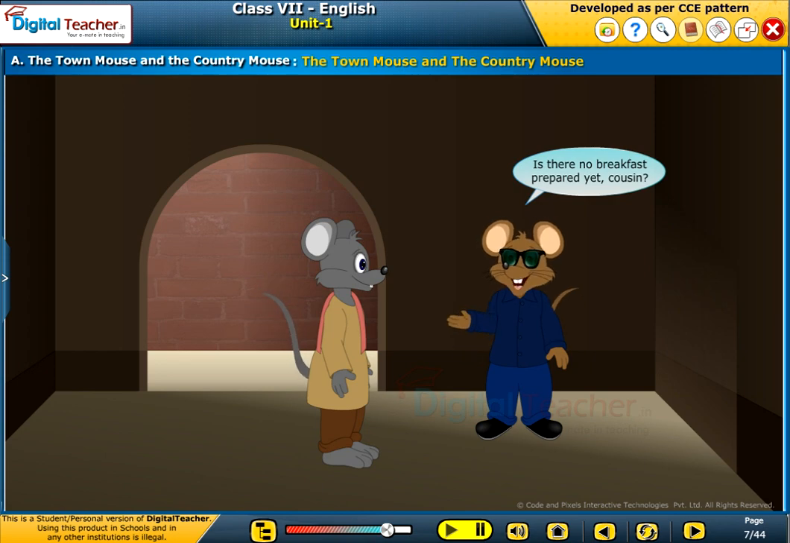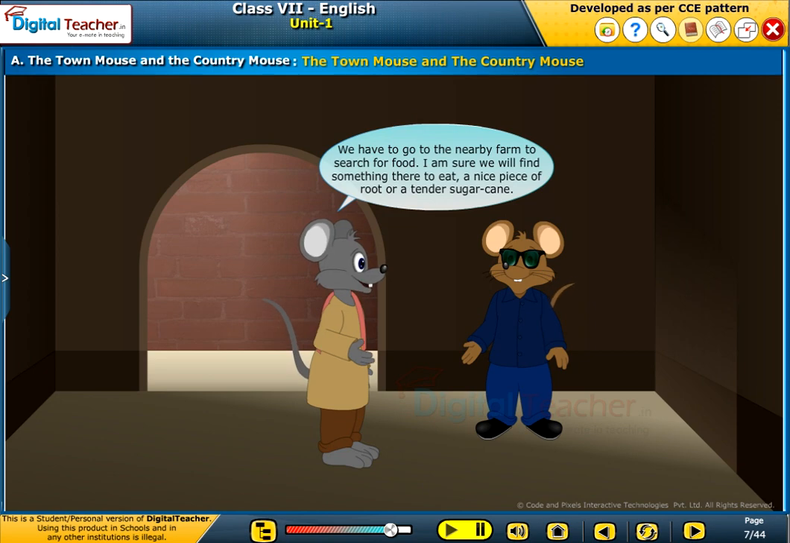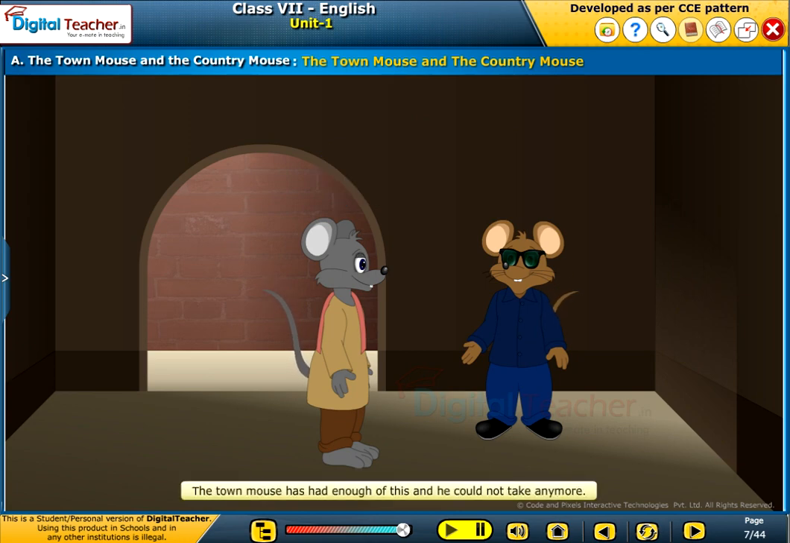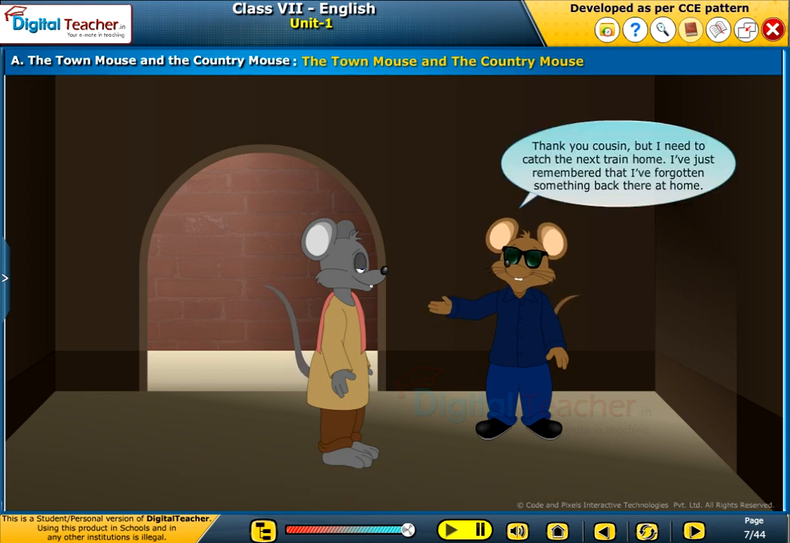Is there no breakfast prepared yet, cousin? We have to go to the nearby farm to search for food. I'm sure we will find something there to eat, a nice piece of root or a tender sugar cane. The town mouse has had enough of this and he could not take any more. Thank you, cousin, but I need to catch the next train home. I have just remembered that I have forgotten something back there at home.